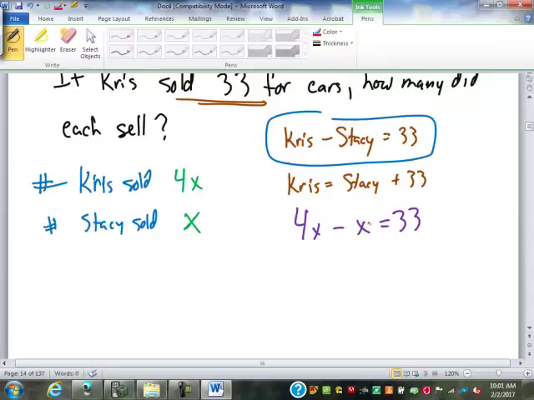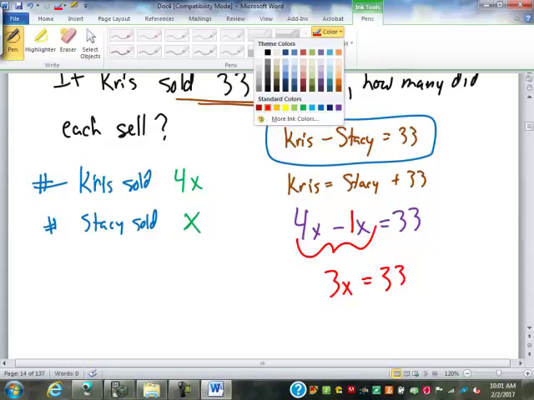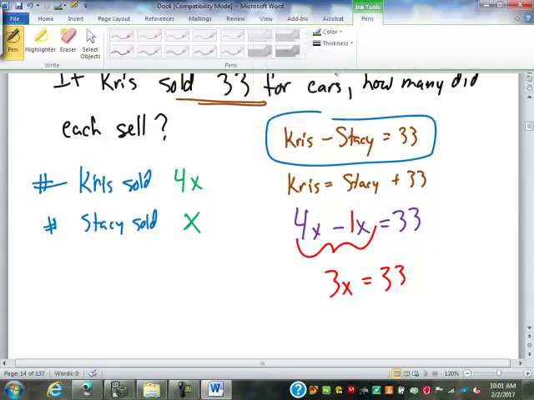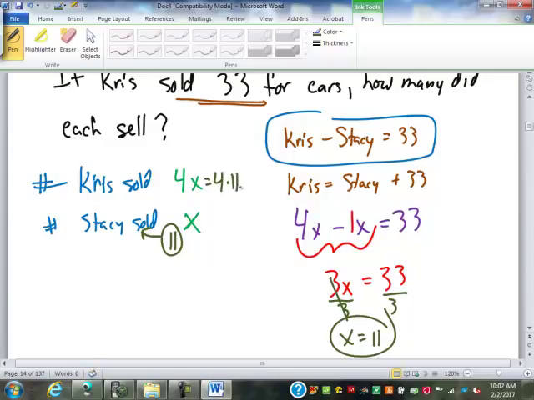What is 4x minus x? 3x. Good. You think of that as 1x. So 4 minus 1 is 3. So that is 3x equals 33. And then divided by 3. X equals 11. So now what? So that tells us Stacy sold 11 cars. Chris was 4x, or 4 times 11 is 44. So Chris sold 44 cars. Any questions?